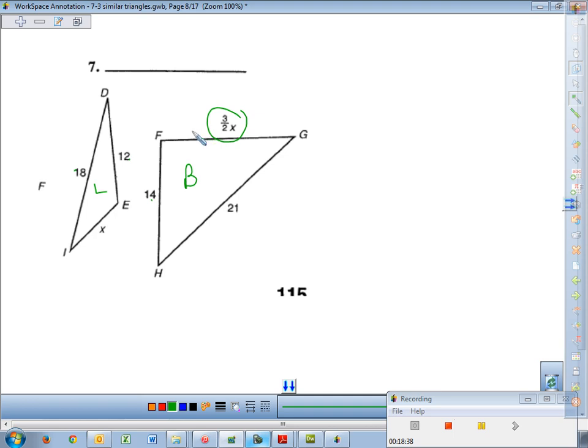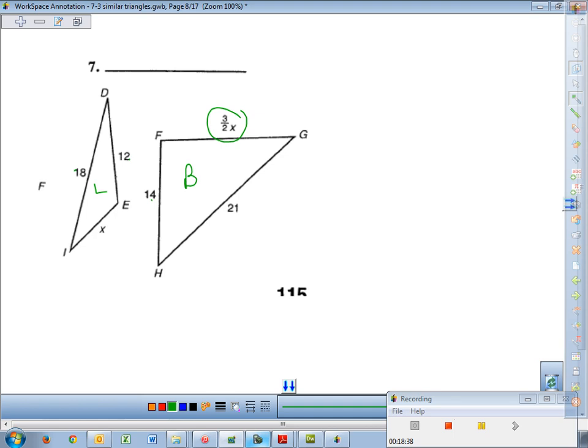What's the longest side in this triangle? How do you know the 3 halves x is longer than that? Like, how do you know that 21 is longer than 3 halves x? How would you find x? You can't do the scale factor thing unless you know they're similar in the first place. Cool, that's a good point. People are like, well, what if you find the scale factor? You can only do that if they're similar in the first place. We're trying to prove them similar first.